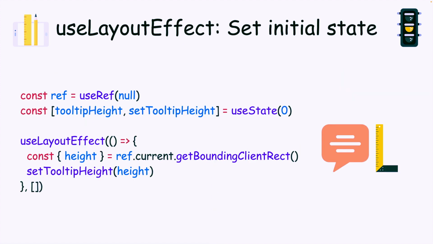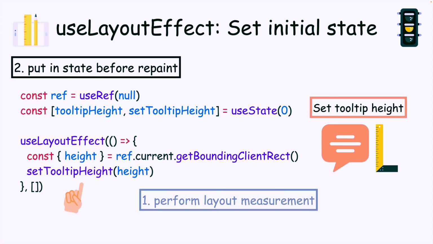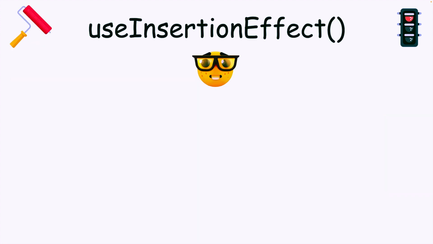UseLayoutEffect is good to use, for example, when you want to get some initial state from a browser API, like this one where we're measuring the height of a tooltip with getBoundingClientRect, and then setting it in state before the browser repaints and it's visible to the user.